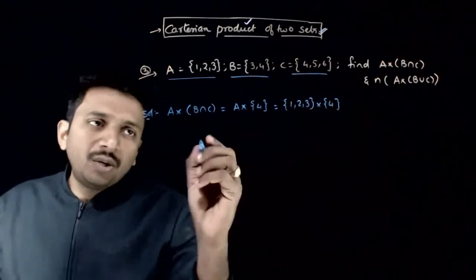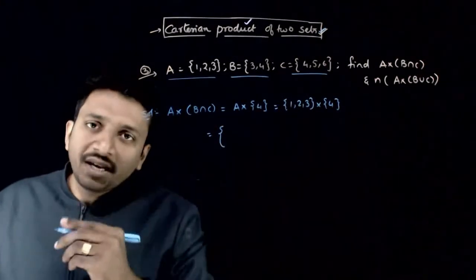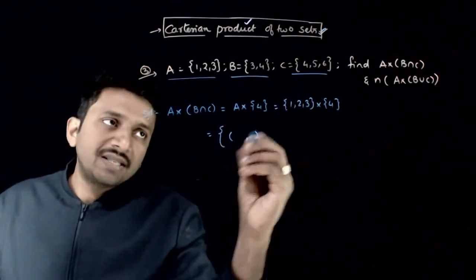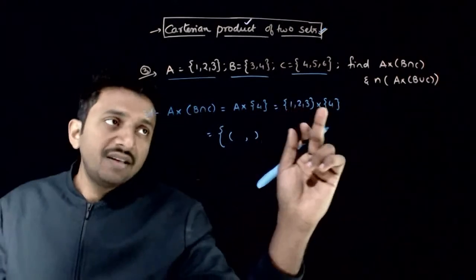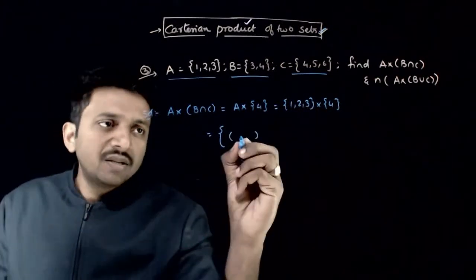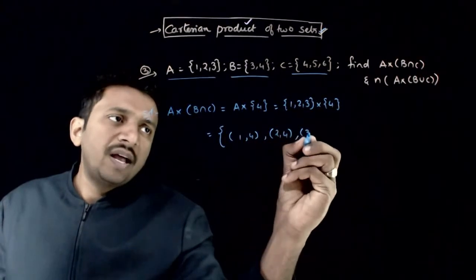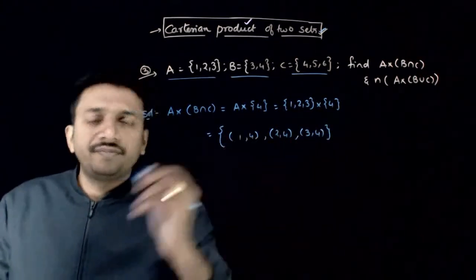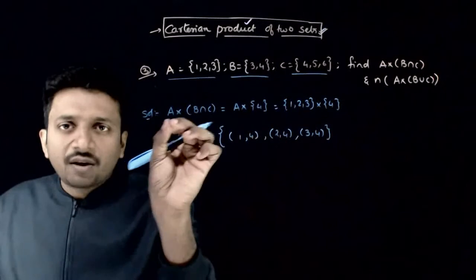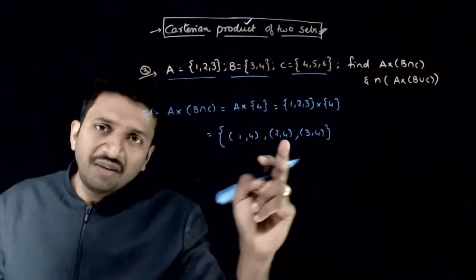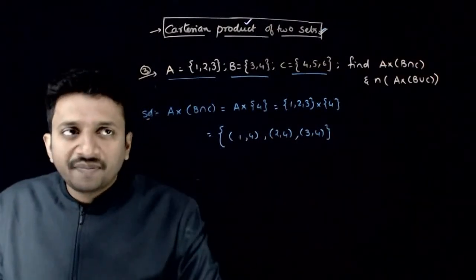Once you multiply two sets, you get a set containing ordered pairs such that the first elements come from the first set, the second element comes from the second set. So you have (1, 4), (2, 4) and (3, 4). So this is my A × (B ∩ C). There are 3 elements in this set.